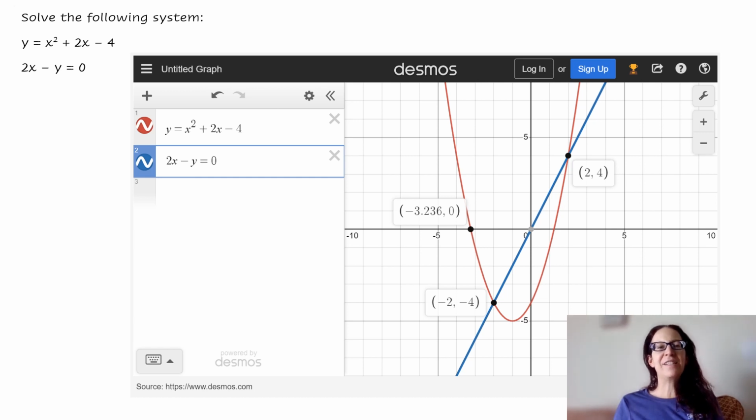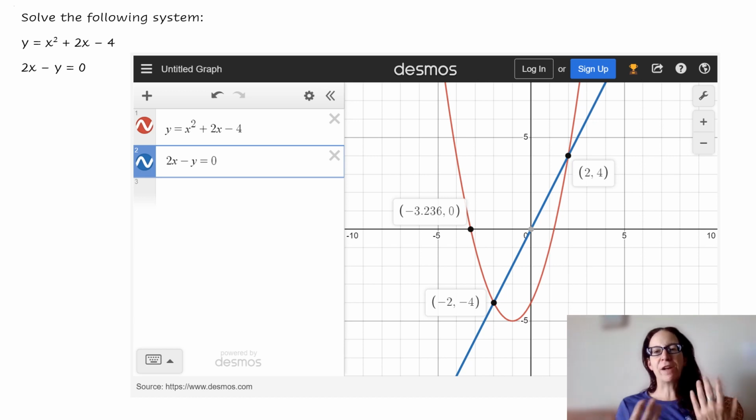But this is a system. And a system is the points that make both equations true, which would necessarily have to be where they intersect. So in this particular example, they would be the points (2, 4) and (-2, -4), and then you would need to pick those off of your multiple choice.